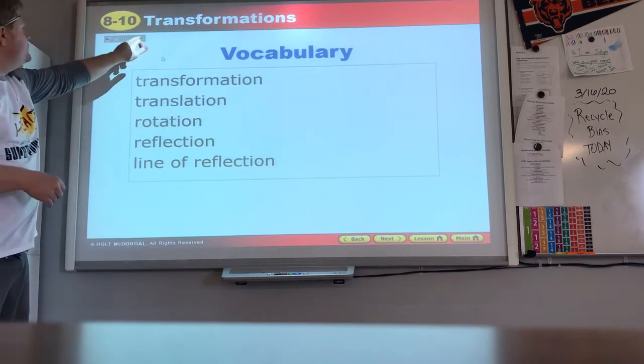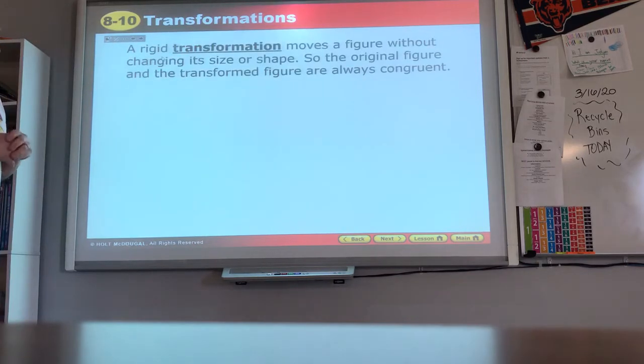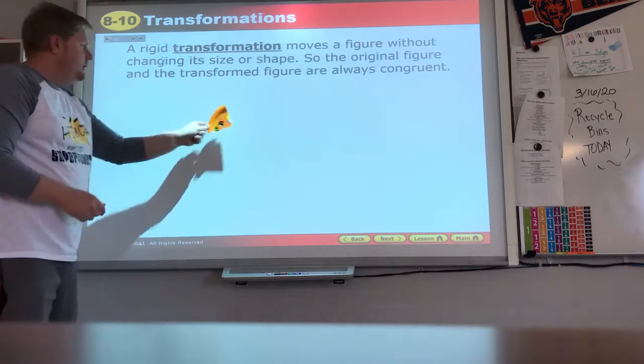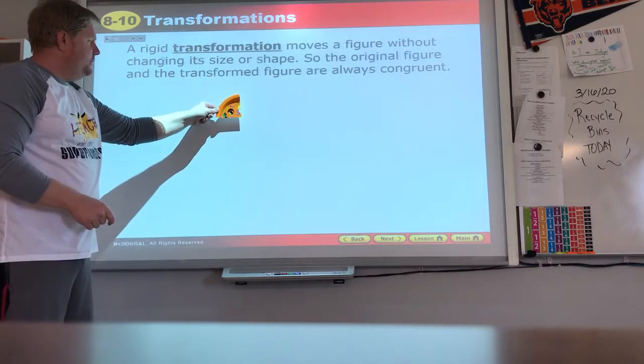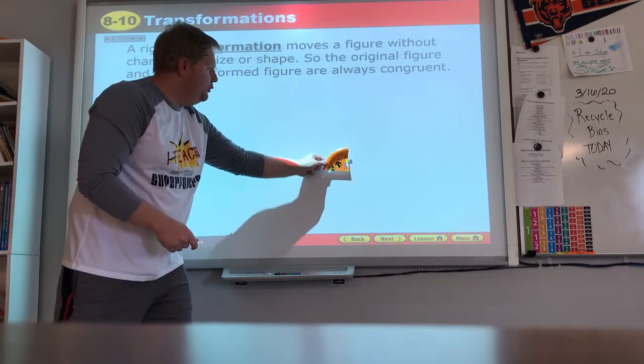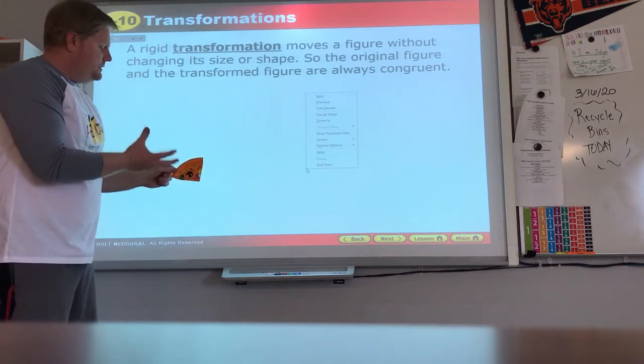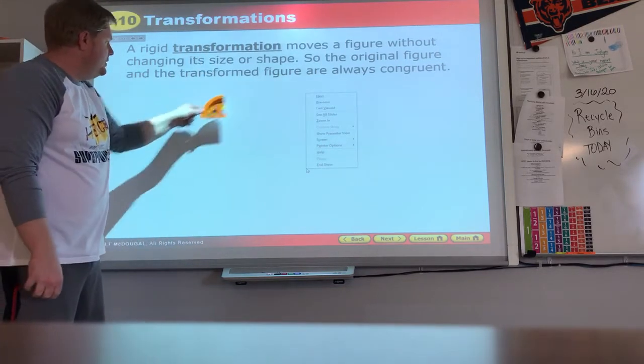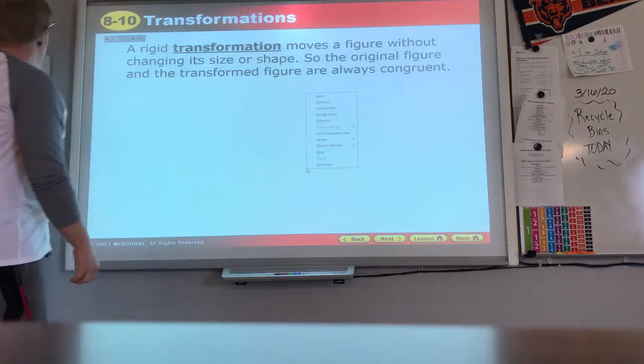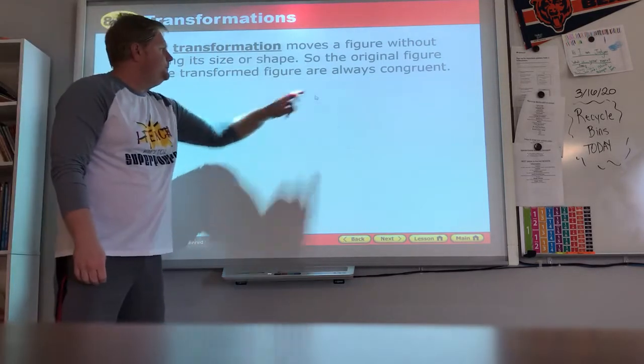I'm sorry. So, a rigid transformation moves a figure without changing its size or shape. So the original figure and the transform figure are always congruent. They're always the same. I have this shape here. I move it. Still same shape, still same size, just different location. I can move it any which way, but that is a transformation.